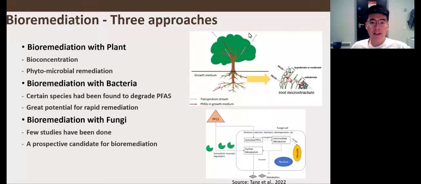Based on biological agents, bioremediation can be divided into three categories: plant remediation, bacteria remediation, and fungi remediation. Plants have been reported to remove a wide range of PFAS. The process is predominantly achieved by bioconcentration. Plant roots can take up PFAS molecules through both passive and active mechanisms when growing in soil or an aquatic system. In this way, the PFAS can be translocated and accumulated within plant tissues.